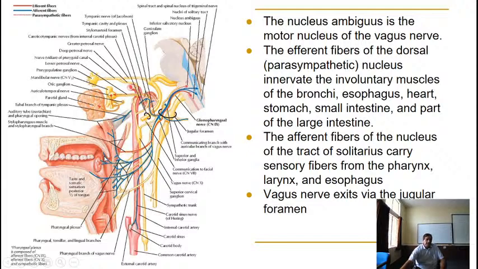It carries the sensations from the pharynx, the base of the tongue, and also the sensations from the larynx and the esophagus. So these are the sensations that are carried by these nerves, and then they are delivered to the tractus solitarius. The dorsal nucleus of the vagus, which is also situated in the medulla oblongata, is the parasympathetic outflow.